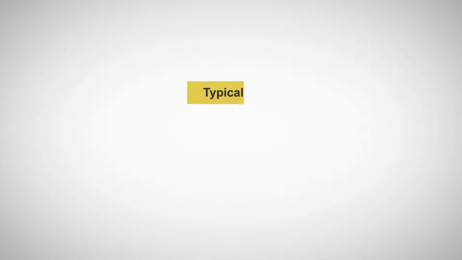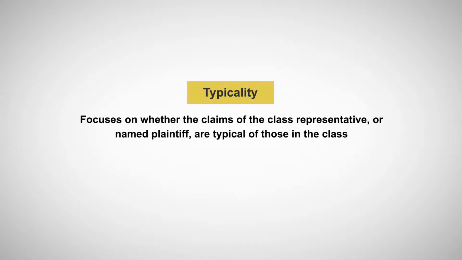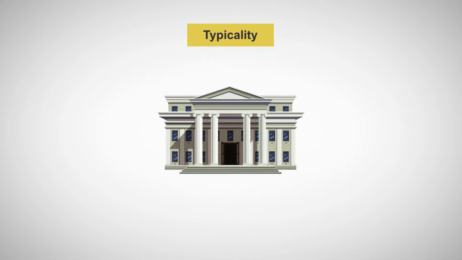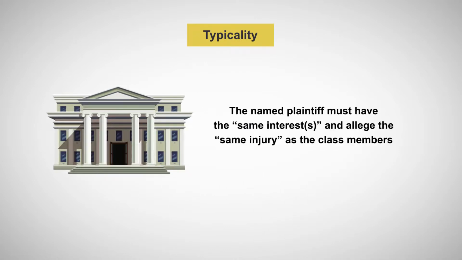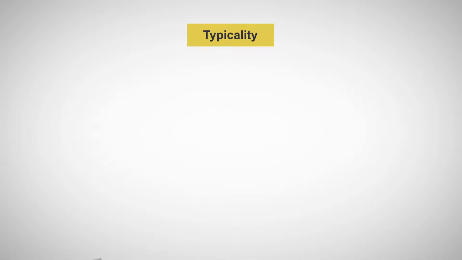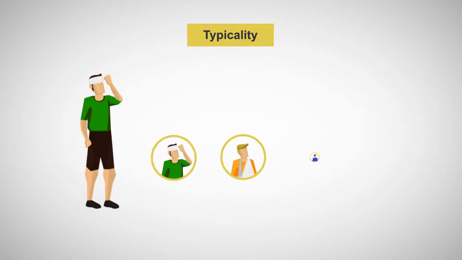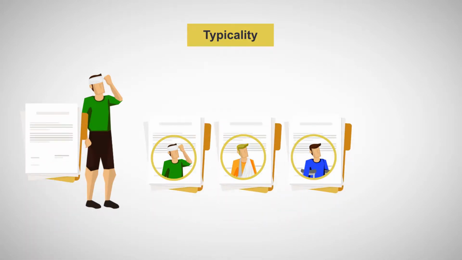The third element is typicality. The typicality requirement doesn't focus primarily on the class members, but on whether the class representative, or named plaintiff, is typical of those in the class. For example, the United States Supreme Court held that the named plaintiff must have the same interests and allege the same injury as the class members. To satisfy this standard, the class representative must demonstrate that there is a sufficient connection between the representative's claims and those of the class members.